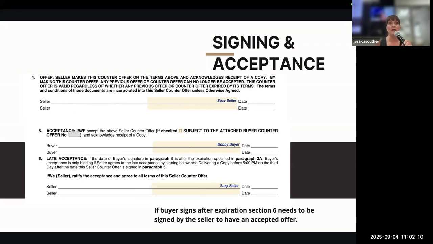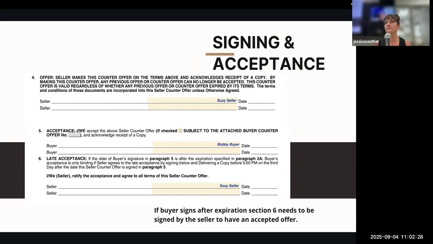And now in the past, we had to do an amendment stating expiration date extended to blah, blah, blah, and that would make it a binding contract. Now they got smart and gave us a line that the seller can sign saying, yes, we still want to move forward with this offer.